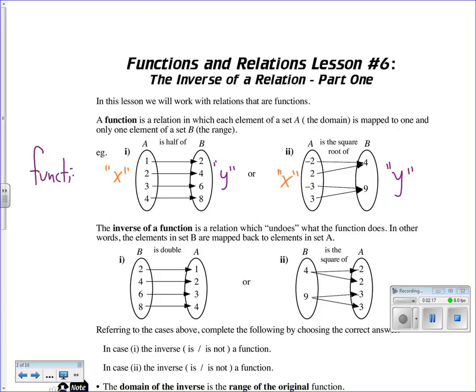Now, the inverse of the function actually involves just flipping the graphs around, or those diagrams around. You'll see that my label here, which is B, is actually what I want to call my new x. And the A is my y. And similarly, on the other side, my B is my x, and my A is my y.